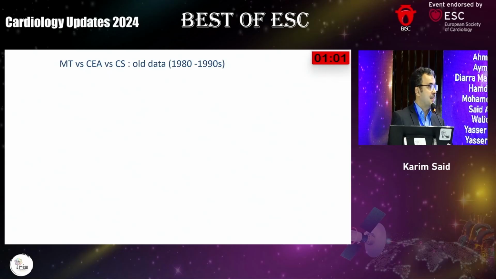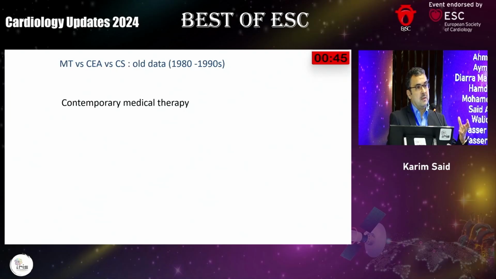trials done in the 80s and the 90s of the last century. And when they compared something to medical treatment, here equal aspirin, only aspirin, we do not have adequate data on the outcome when comparing stenting or endarterectomy versus modern medical treatment with aggressive lipid lowering, with modern antithrombotic treatment. We do not have such data.